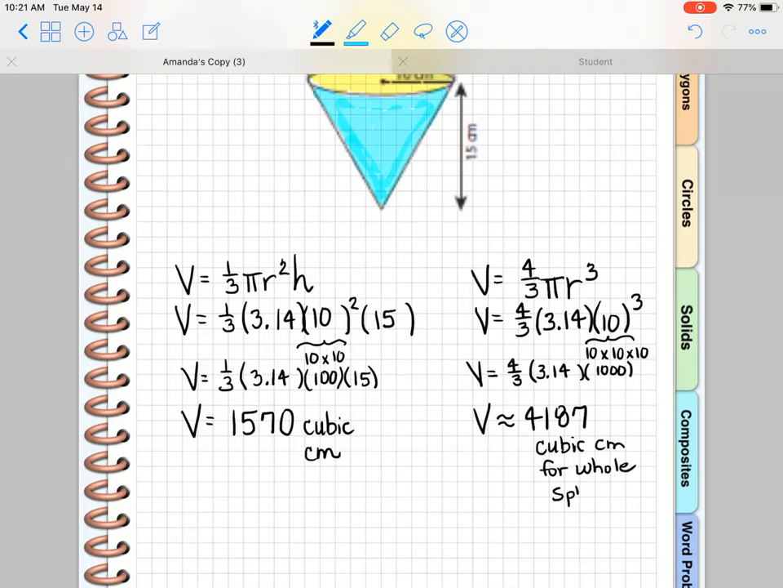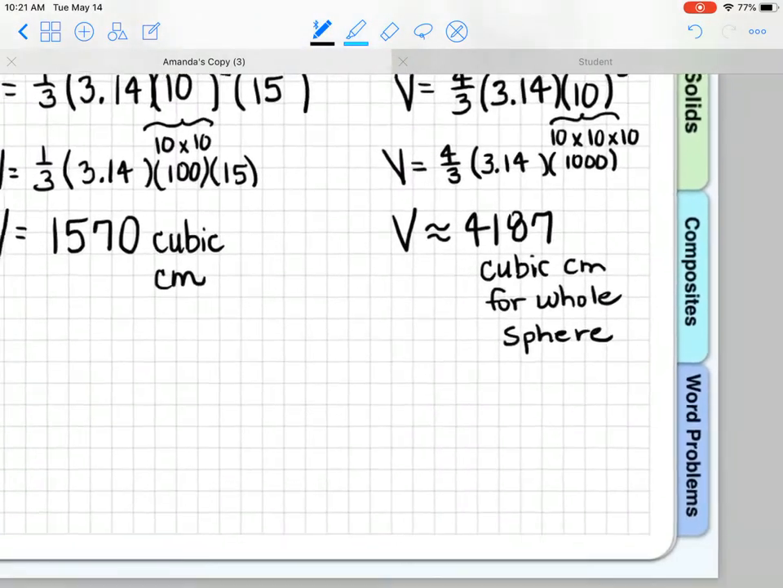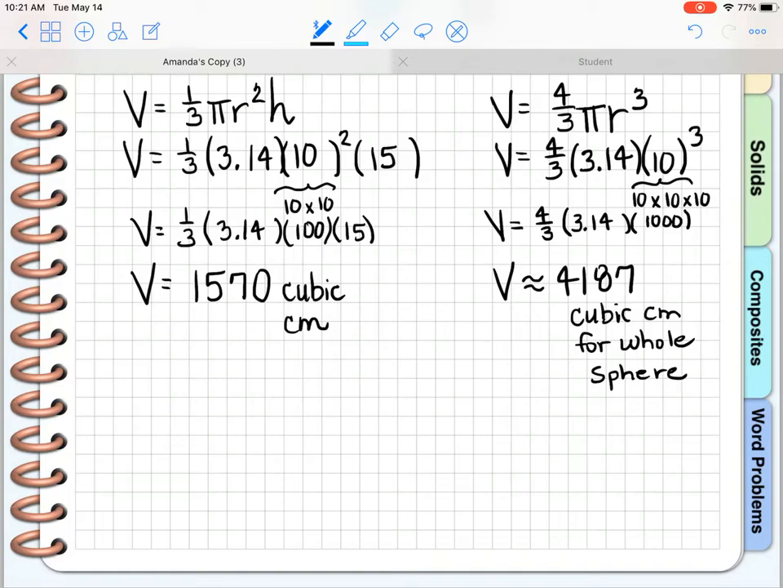But remember, we don't have a whole sphere. We are assuming that we only have the half that we can see. So we're going to have to divide that number. So 4187 divided by 2, or you can multiply times a half. I'm going to show you that because that's what I've been doing. So 4187 times 1/2 is 2,093 and a half, which is the same as 2,093.5.